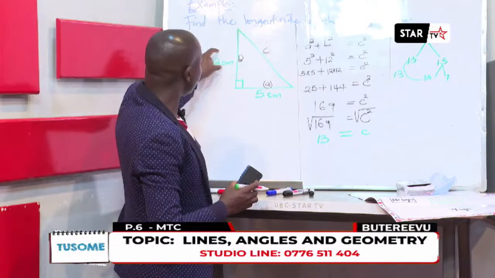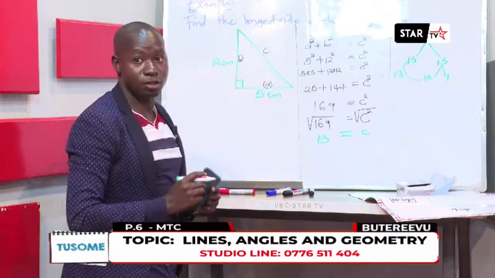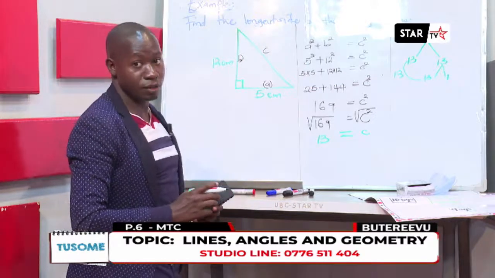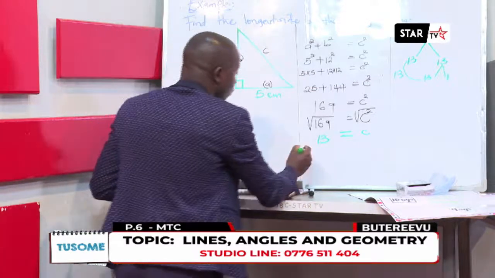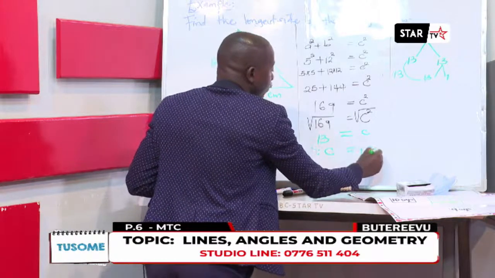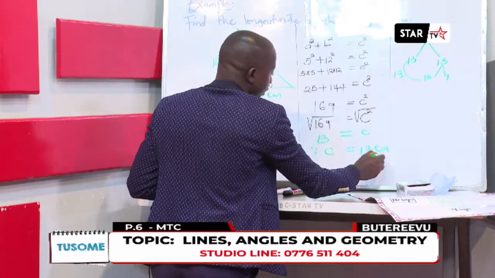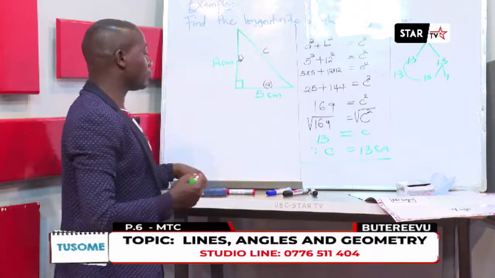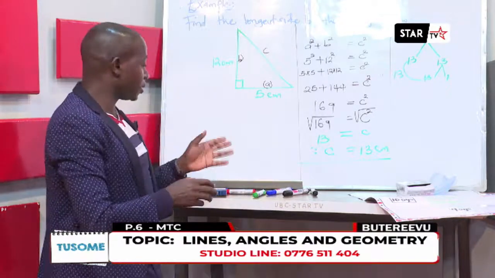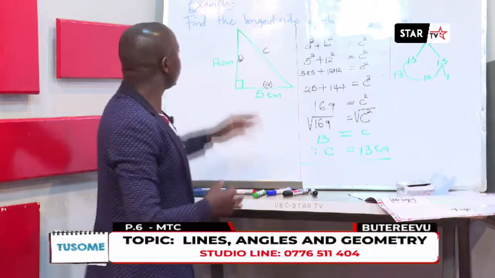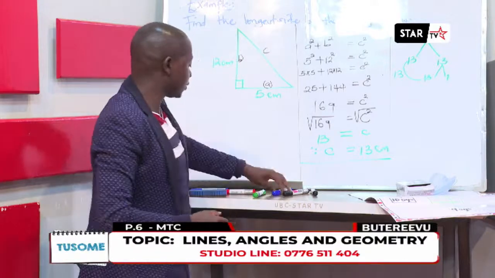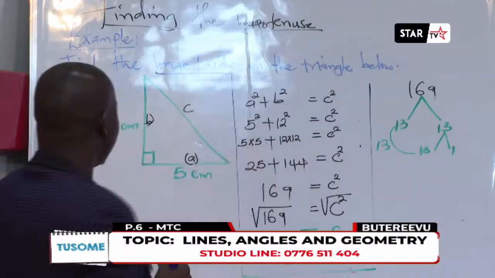But when you look at our dimensions, they had units. It implies that the hypotenuse must have the same units. Therefore C is equal to 13, but the 13 is in centimeters. So C equals 13 centimeters. You have answered the question, which is asking for the longest side.